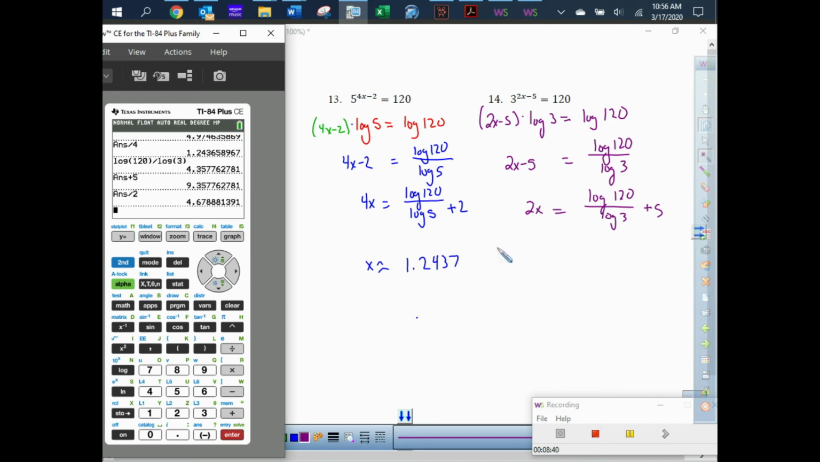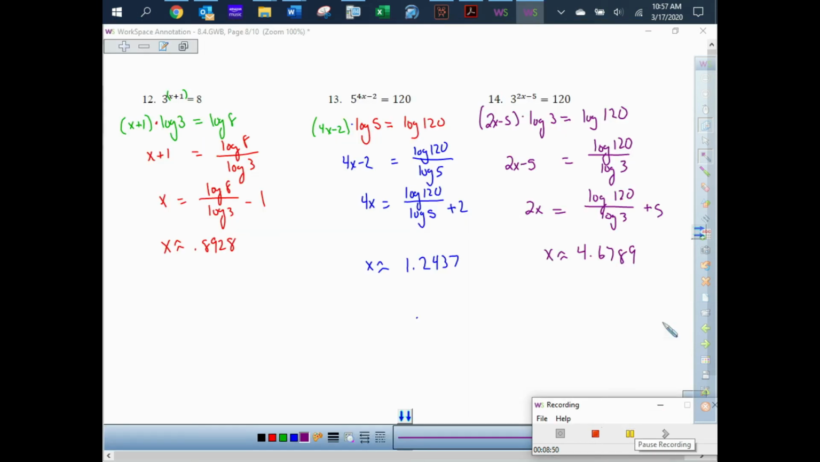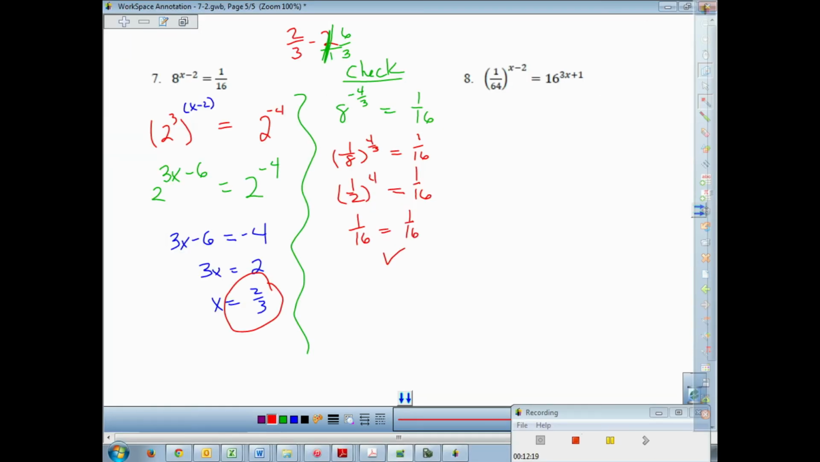So x is about, and we'll round that to the 4 decimal places, 1, 2, 3, 4, 5, so that's going to come up to be a 9. X is about 4.6789. Hey, it's like the point is a 5. 4, 5, 6, 7, 8, 9. Ha ha ha. Funny. Let's try the next problem.